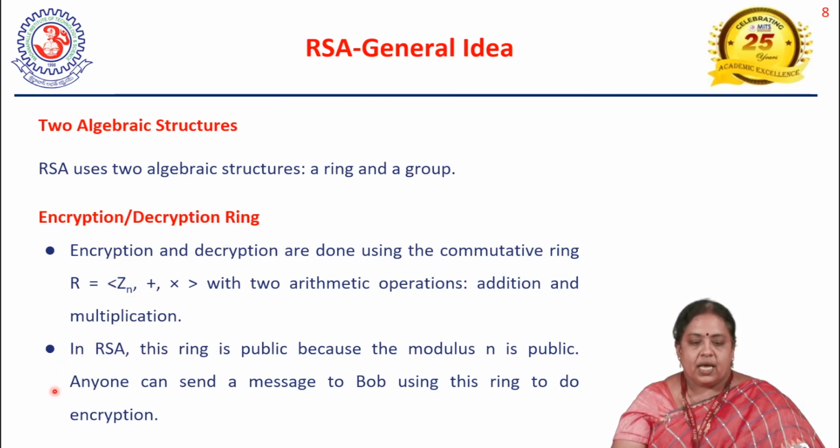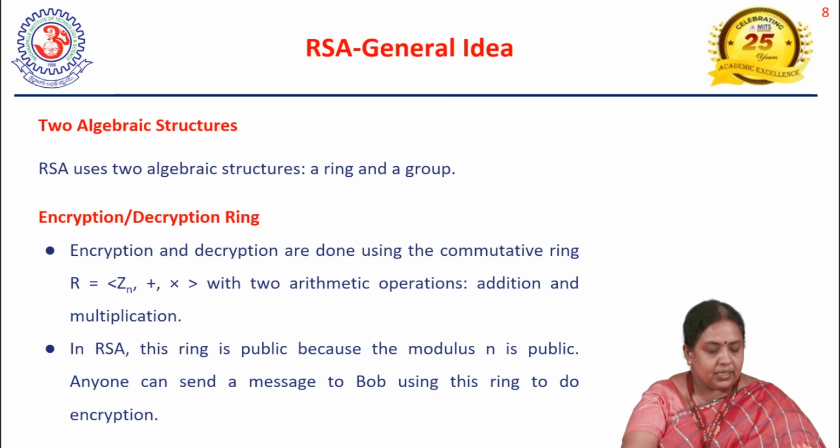In the RSA algorithm, this ring is public, because the modulus n is public. Anyone can send a message to the receiver, to Bob, using this ring to do the encryption. So the public key is announced to everyone. By using the public key, anyone can send a message to the particular receiver.